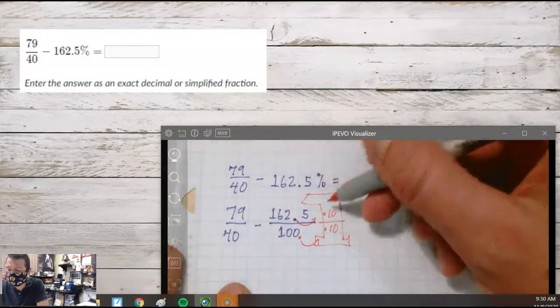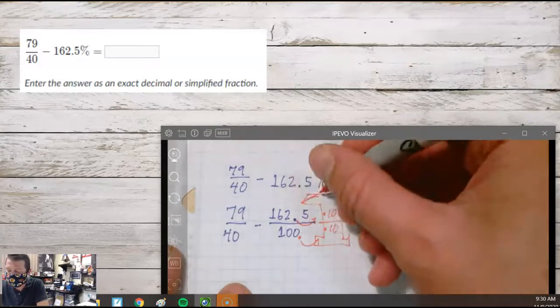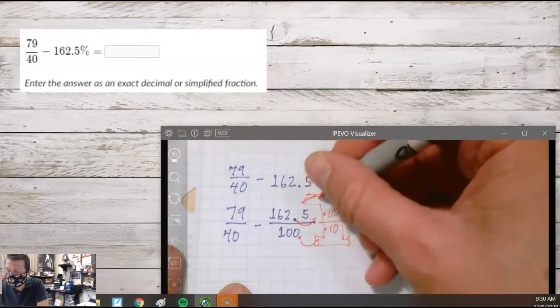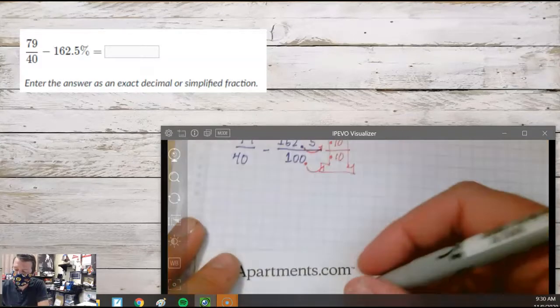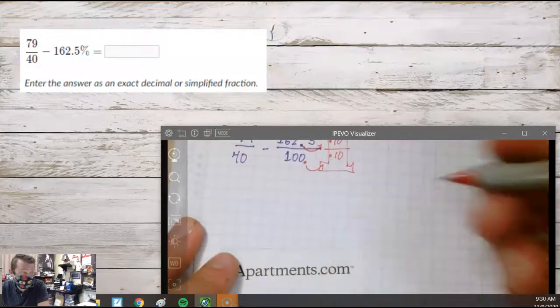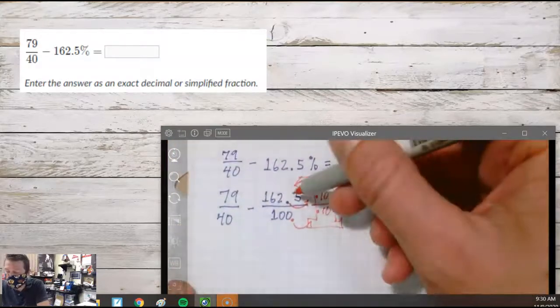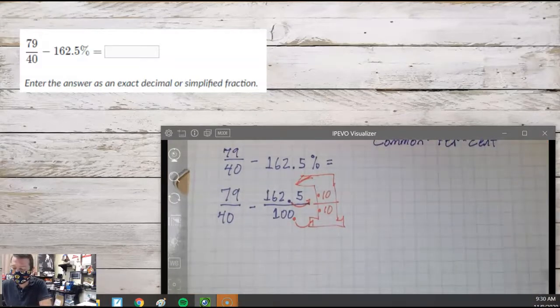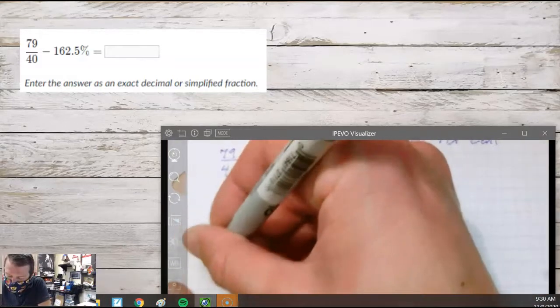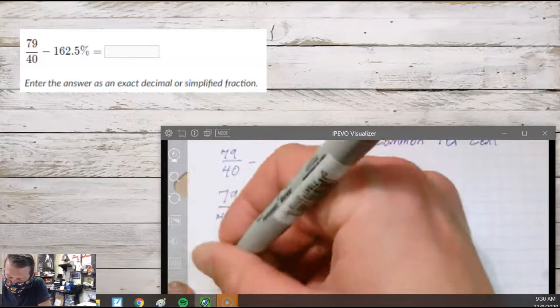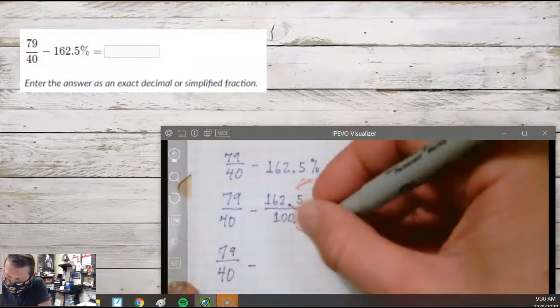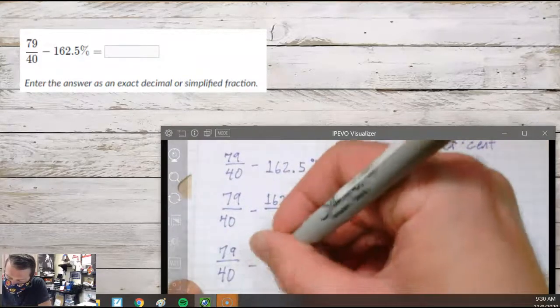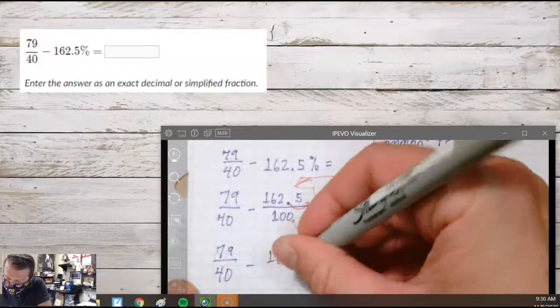You guys didn't really learn about this, I'm sorry, it looks bad now. But we used to make a giant 1. I'm not even going to draw it because it doesn't matter. If you multiply by the same thing on top and bottom, it's just like multiplying by 1. So if we have 79/40 minus 100, no, not 100 now.